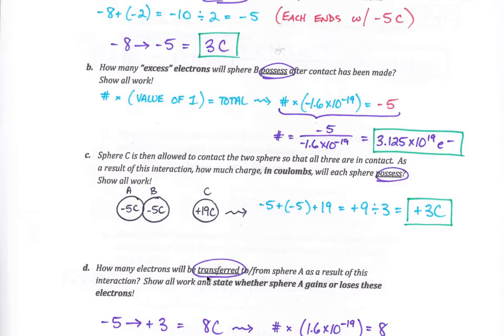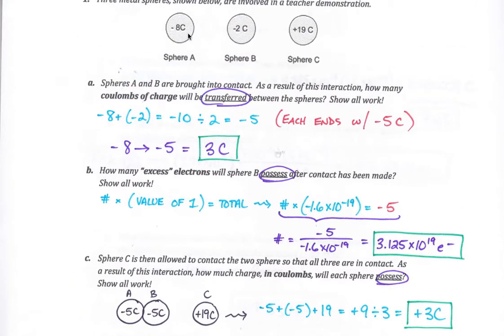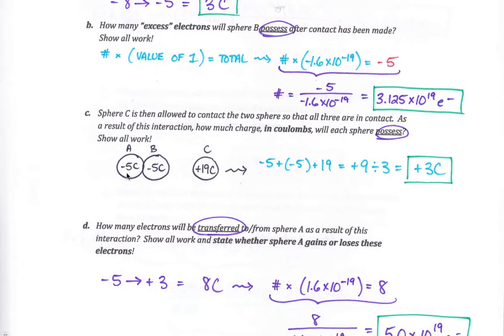How many electrons will be transferred to or from A as a result of the interaction described up here? Well, we can't go back up to where -8 started. We have to look at the fact that it was at -5, and then after C comes over and makes contact, it goes from -5 to positive 3. So -5 to positive 3 is a transfer of 8 coulombs.